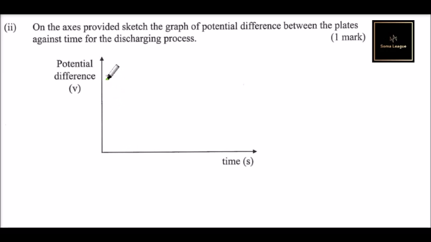So this means that as you are discharging, the potential difference decreases with time. So we can now represent that process like this. So we say as time goes, potential difference when you are discharging decreases. So that's how you answer that question.